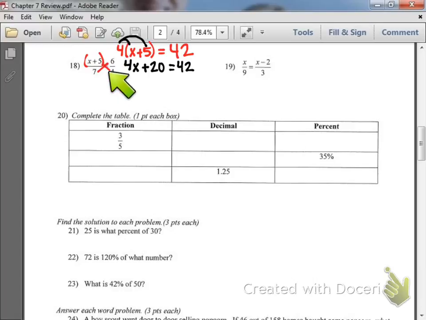Now, I've seen students, when they get good at this, they don't even write this step out. They just remember, okay, I need to multiply everything over here by the 4. So if you want to go straight to that step, that's fine. Just remember it's 4 times x and 4 times 5. 4 times x is 4x. 4 times 5 is 20.